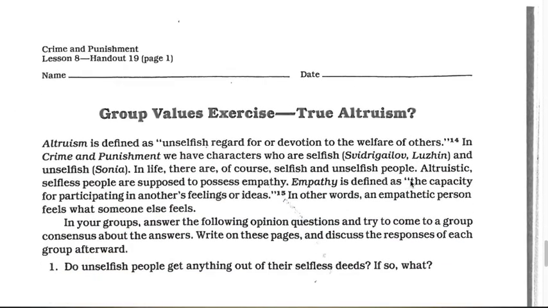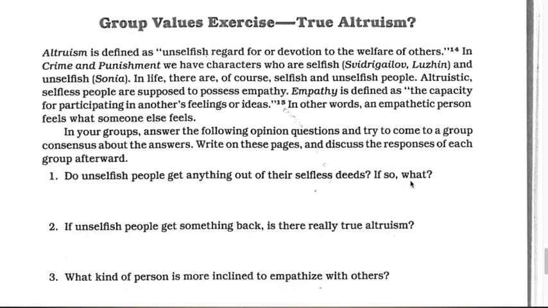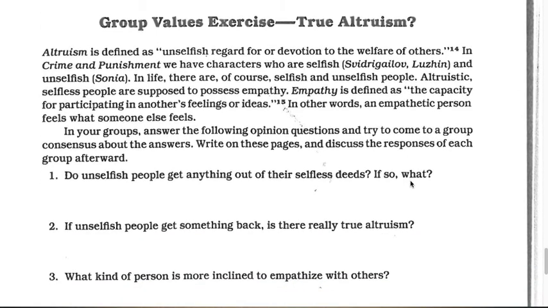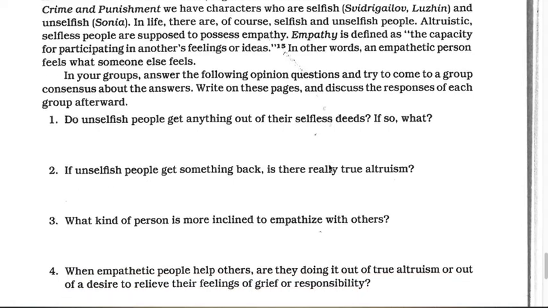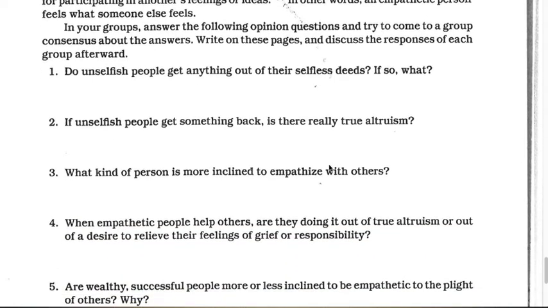The final page, page 5, asks you to look at altruism. The first line tells us what altruism is defined as, which is unselfish regard for or devotion to the welfare of others. A key trait of altruistic people is their ability to possess empathy, which is the capacity for participating in another's feelings or ideas. Page 5 asks you questions about selfishness and empathy. Answer each one as honestly as you can.